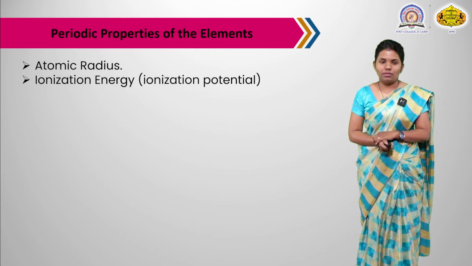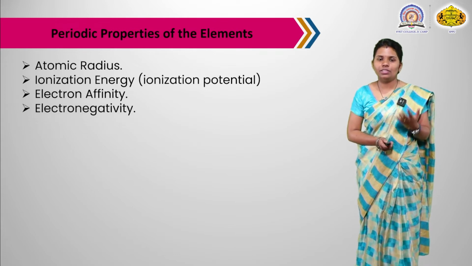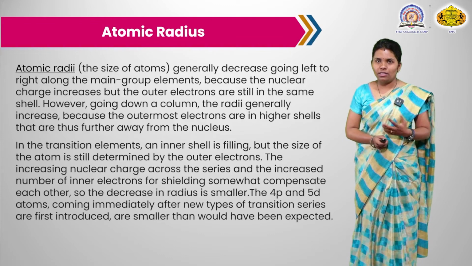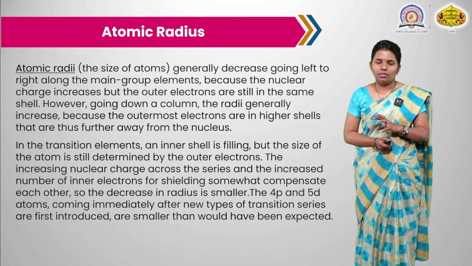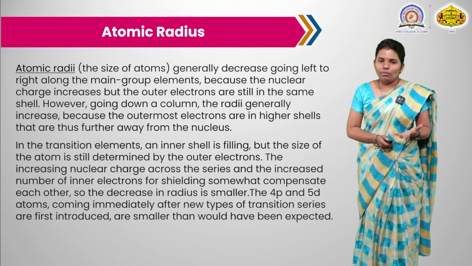So, next we are going to see the periodic trends, which are all about atomic radius, ionization energy, electron affinity and metallic character. So, how in the periodic table these trends are followed from left to right. What is the atomic radius?